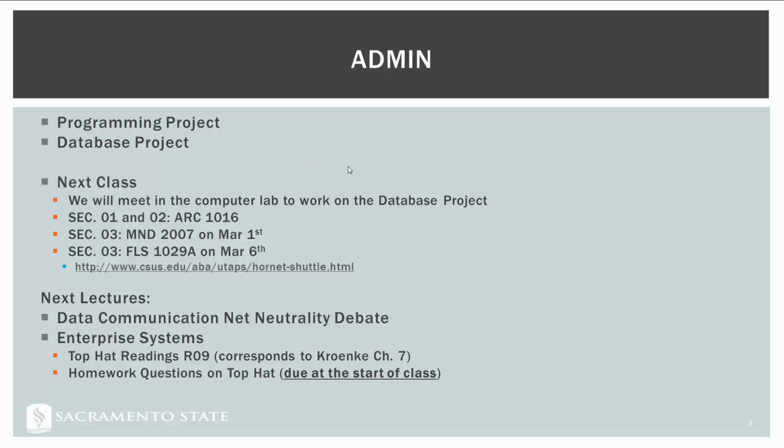For those who are in sections 1 and 2, we'll be meeting in the basement of the ARC building, which is the building between Tahoe Hall and the Union. We're meeting down in 1016 for both of the next couple of classes. For section 3, we've talked about this. We'll be meeting in Mendocino Hall, 2007, and then we'll be meeting in Folsom Hall, 1029, which is right kind of straight out past the front door on the 6th. And we'll talk in class about the shuttle and all the things with that. But make sure that you know where to go for the next couple of classes.